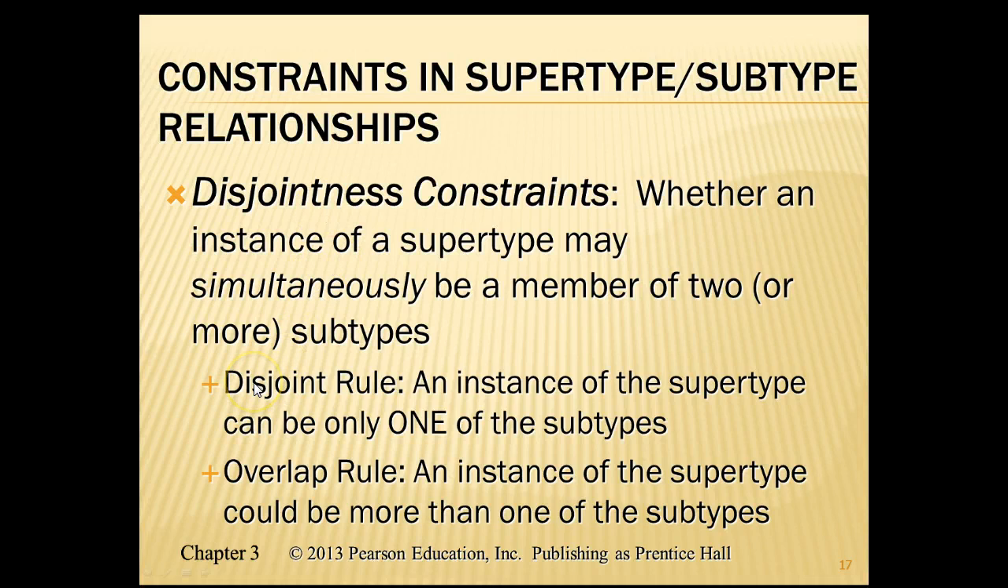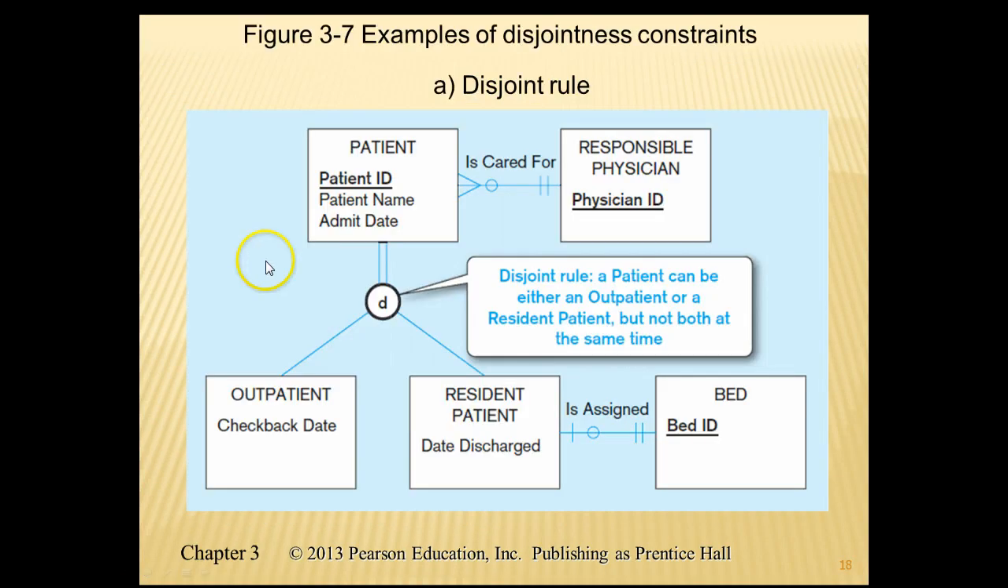So the disjoint rule says an instance of a supertype can be only one of the subtypes, whereas the overlap rule says that it can be a member of more than one subtype. So let's take a look at how that works. So the disjoint rule says that a member of patient can either be an outpatient or a resident patient, but it can't be both.